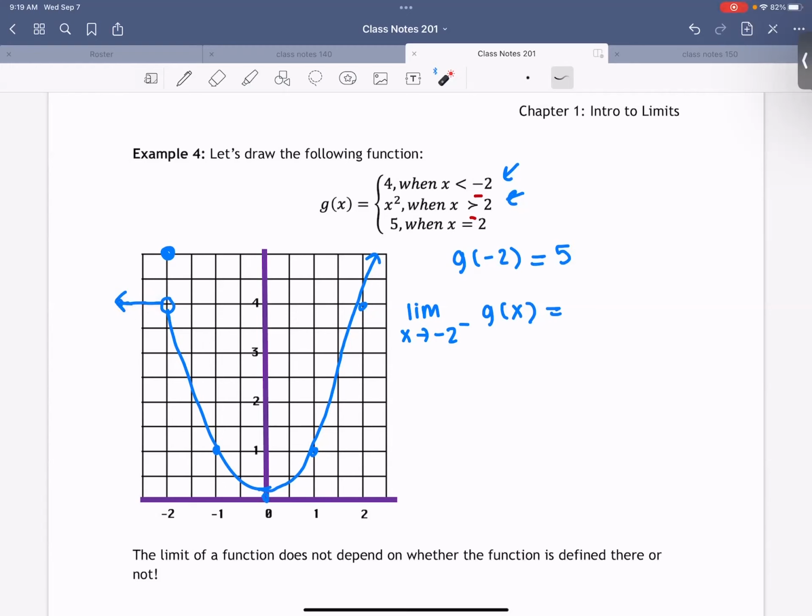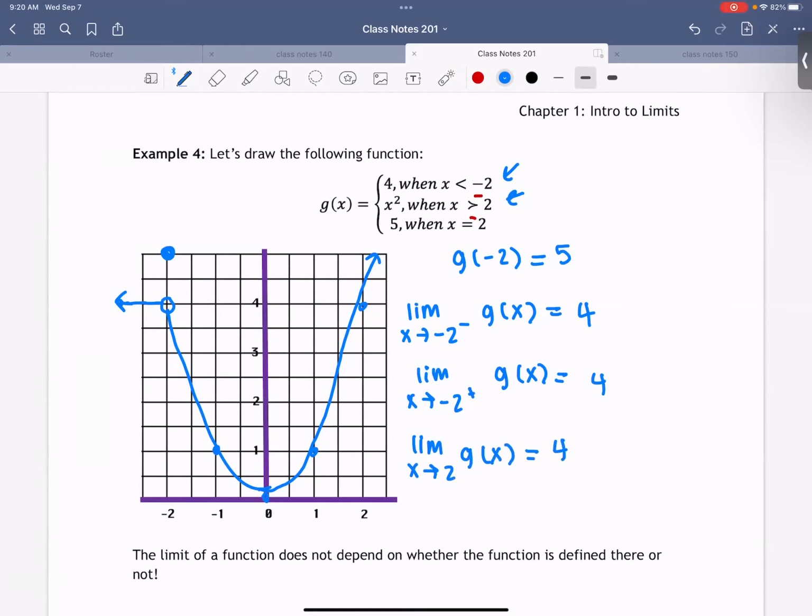This is what we are expecting our function to do based on previous behavior from the left of -2, right? So our function is getting closer and closer to 4. Does everyone see that? Cool. Okay, quickly, what about from the right? Where are we getting closer to? 4, good. So what is the limit as x approaches -2? 4, good.